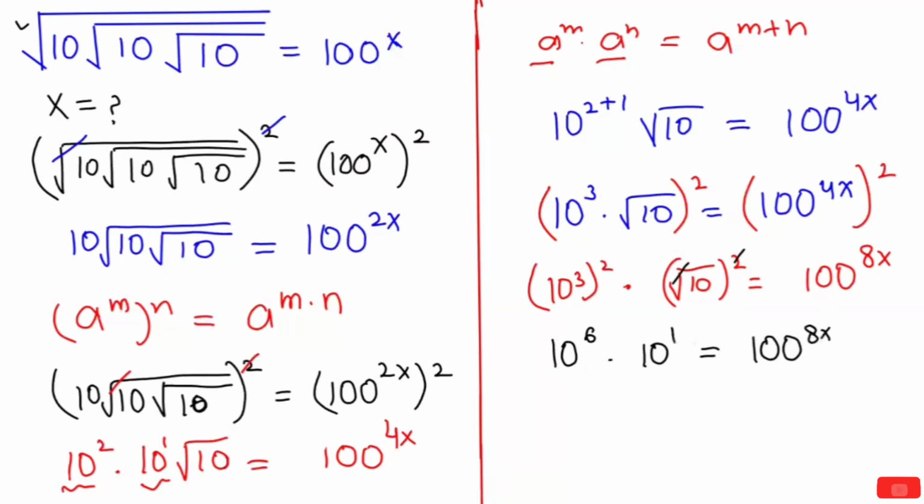Here we have the 1 power. So again, I am going to use the same exponential rule. 10 to the power of 6 plus 1 is equal to 100 to the power of 8x. This will turn to 10 to the power of 7 is equal to 100 to the power of 8x. 10 to the power of 7 is equal to 100 to the power of 8x is our last expression.